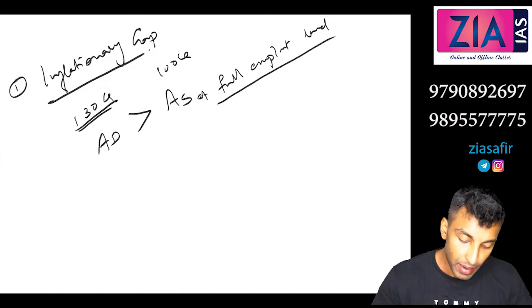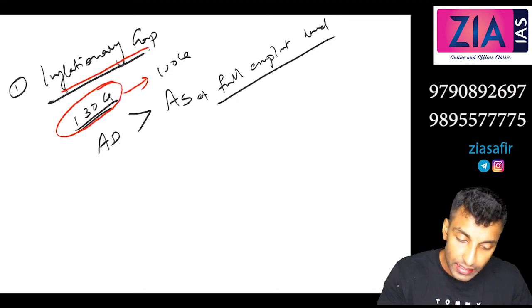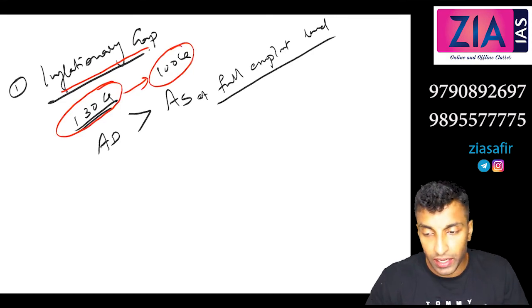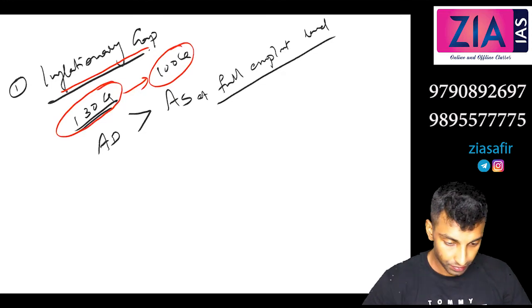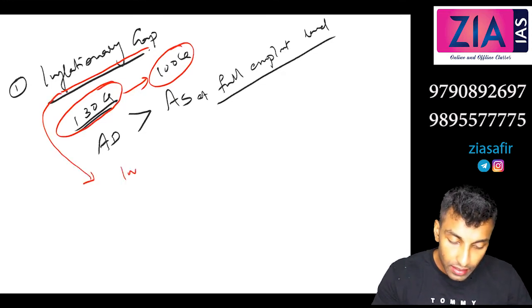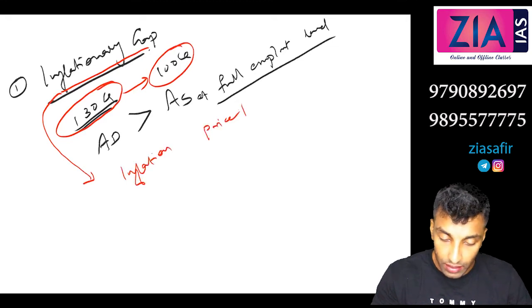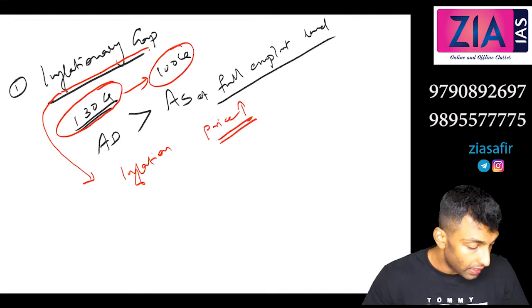So you can see here demand is more. Demand is more means if there is a gap, this gap is there means supply is less, demand is more. So the price will increase or decrease? Increase. So inflationary gap means there is a inflation, right? Or the price will increase. So if there is a gap, then the price will increase. Simple.